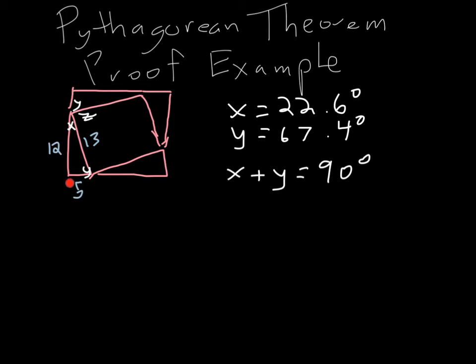this here is a line, and the line is being split into 3 different angles. So these angles have to add up to 180 degrees. We already have 90 degrees from x and y, so it's just z that's left over. So z has to be 90 degrees.